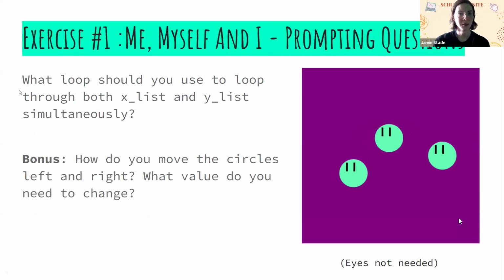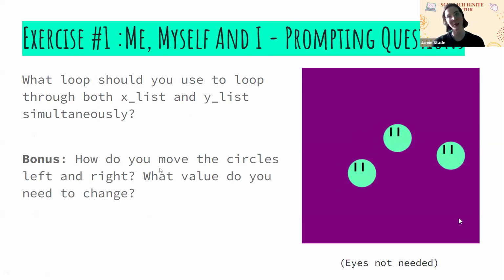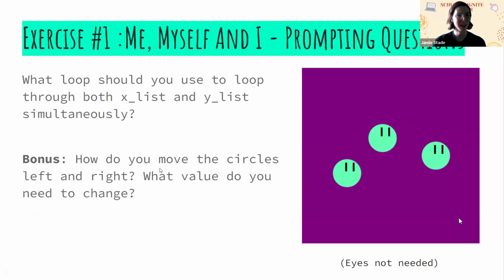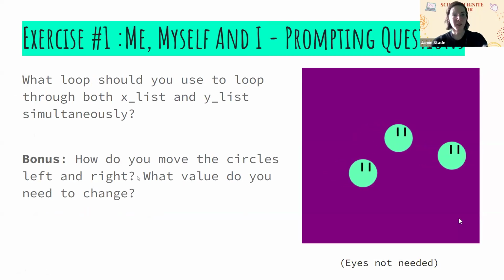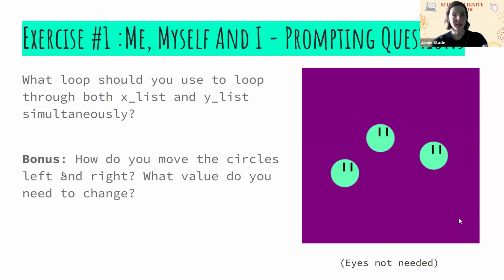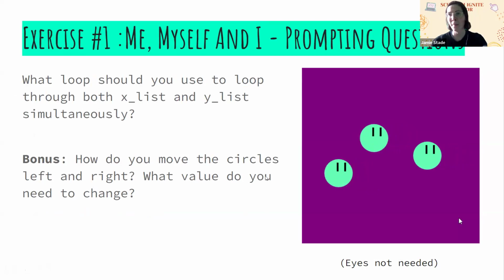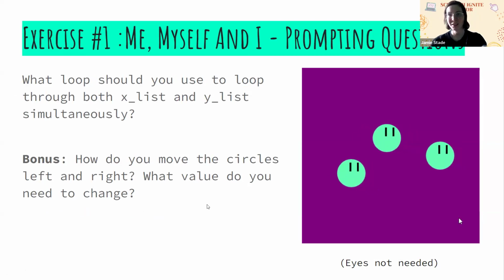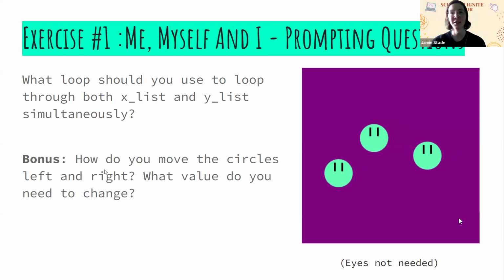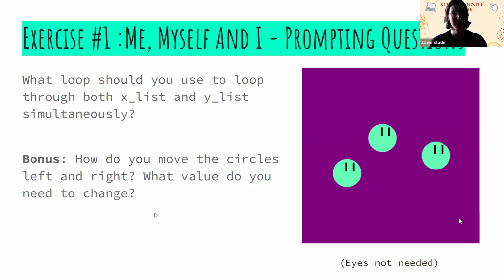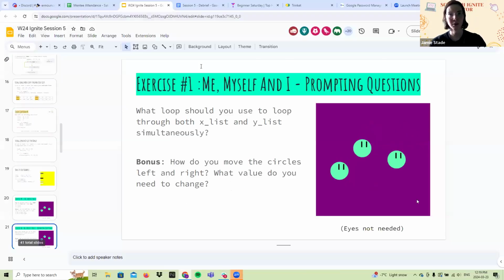So yeah, some prompting questions here. What loop should you use to loop through both lists simultaneously? It's going to be pretty similar to the examples we discussed previously. And for the bonus, for making them move left to right, you need to figure out what value in each of the ellipses you need to change. So you can open up breakout rooms for this now.